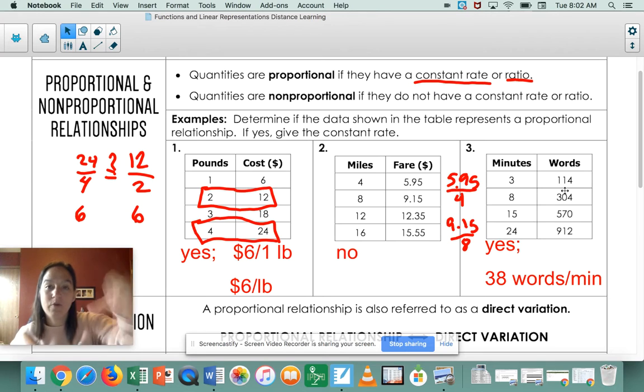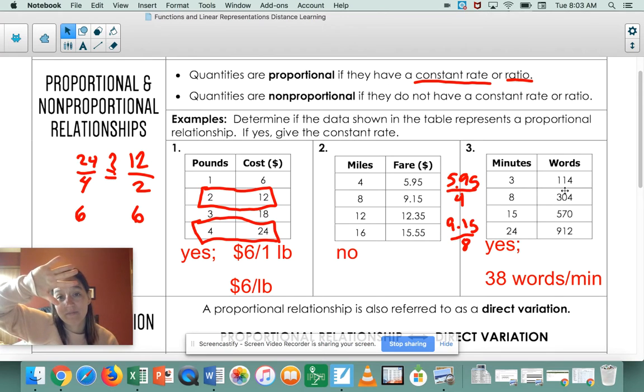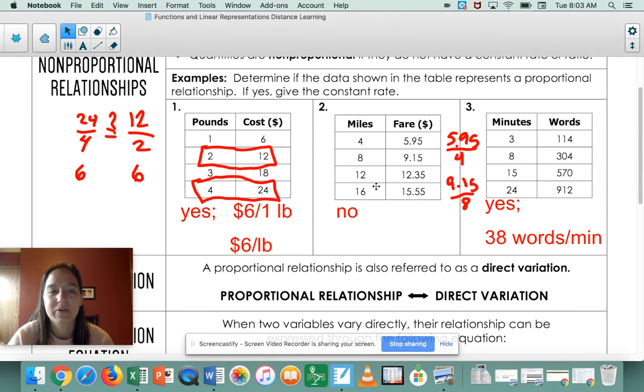I pick 2 points. I pick 3 points. I pick all the points. I make them into fractions. Are all of my fractions equal? If so, it's proportional. If not, it's not. How do I find my constant rate? I do top divided by bottom. All right, so that is proportionality.